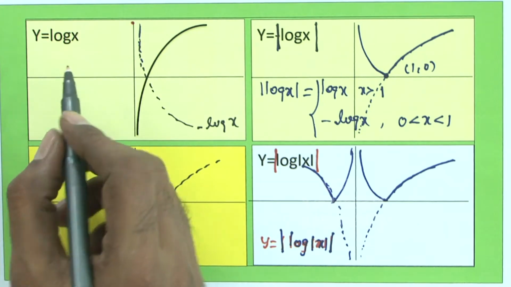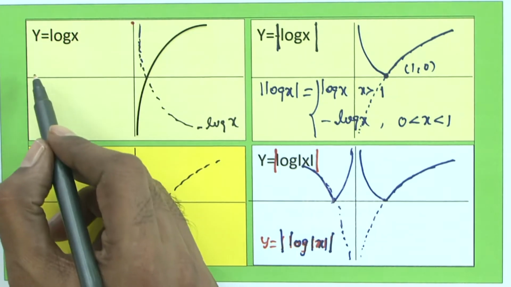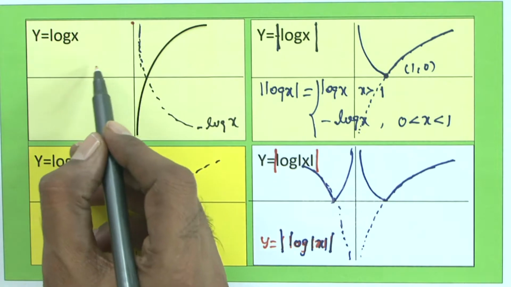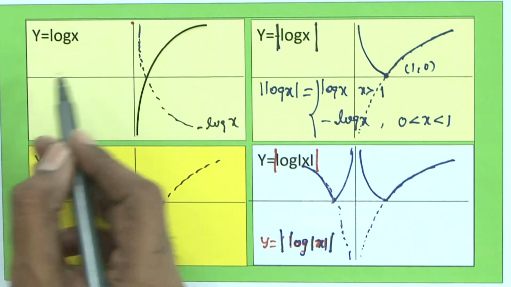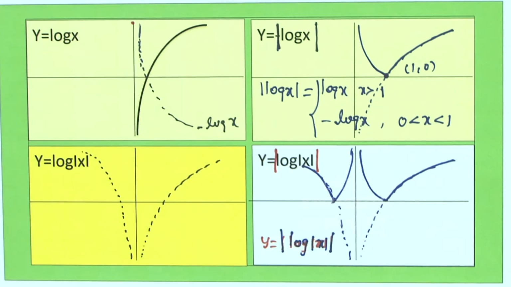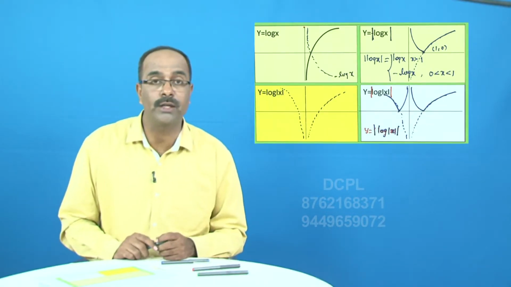Even the negative x-axis is the asymptote for e power x. See, dear students, the graph of e power x was like this. So, the negative x-axis is the asymptote for e power x. For e power minus x, the positive x-axis is the asymptote. Understood this, dear students? Please make a note of this.